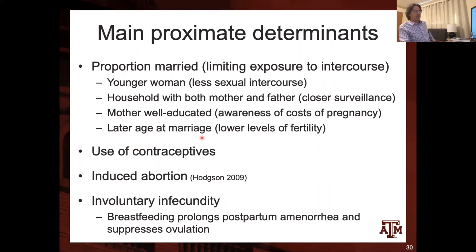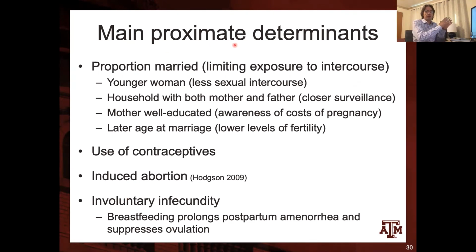Later age at marriage also influences in a negative way the levels of fertility. Use of contraception: women who use contraception have lower chances to have children. Abortion, and involuntary infecundity, which is what I just said. Breastfeeding prolongs postpartum amenorrhea and suppresses ovulation when women are breastfeeding their baby. So these are the main proximate determinants.